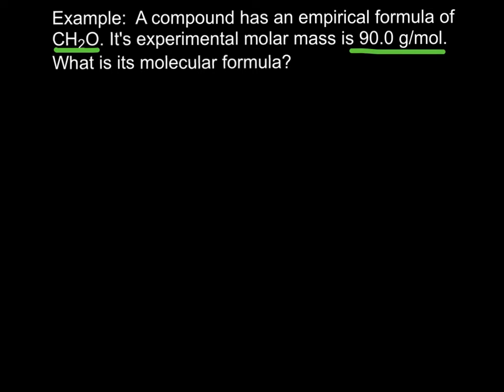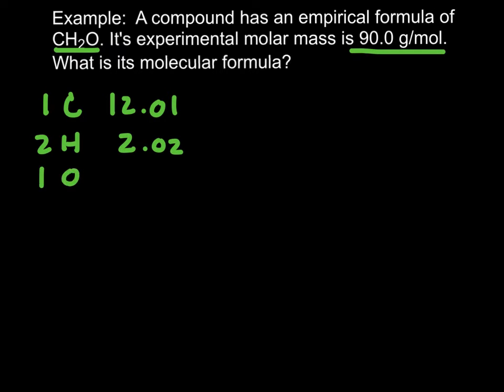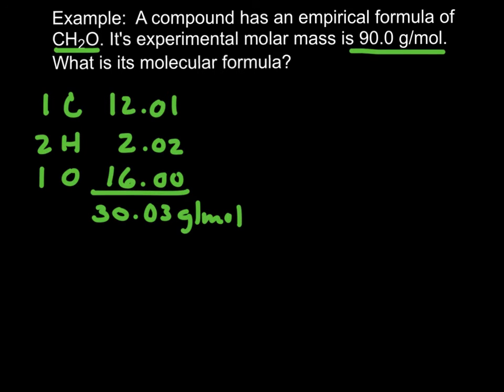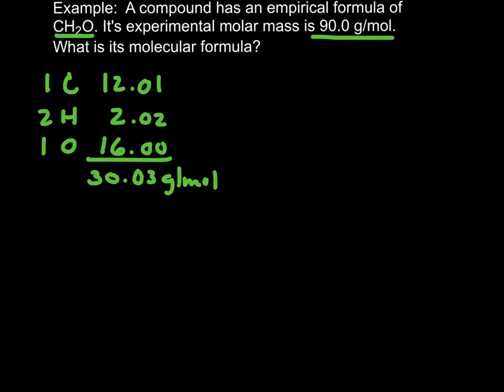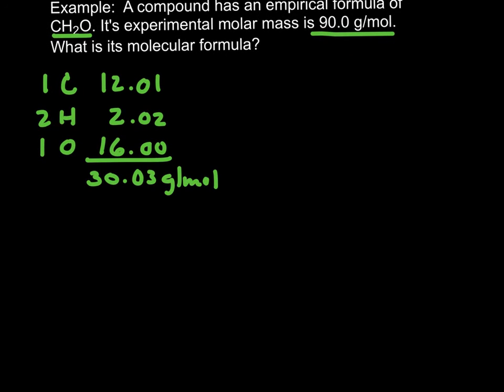The next step then is for us to get the molar mass of the empirical formula. So we have one carbon at 12.01 grams per mole. We have two hydrogens, that's 2.02 grams per mole, and one oxygen is 16 grams per mole. When we add that all up, we get 30.03 grams per mole for our molar mass of our empirical formula.